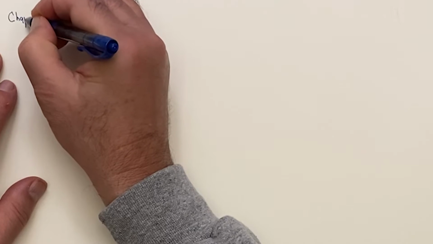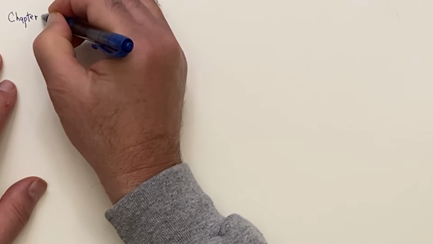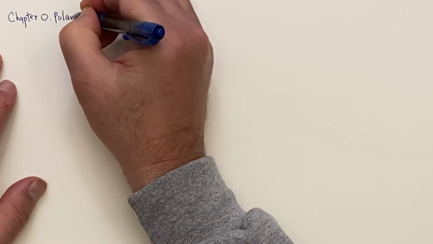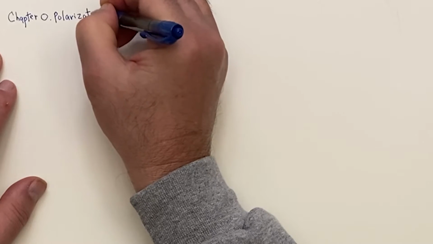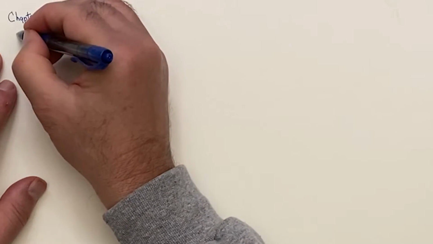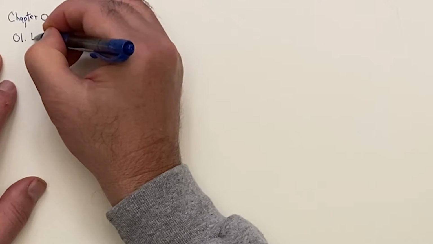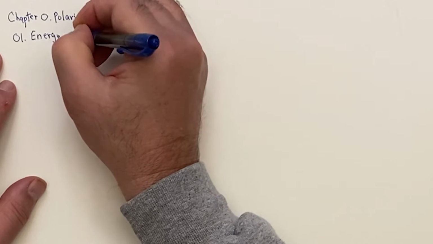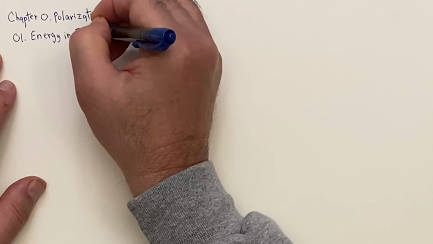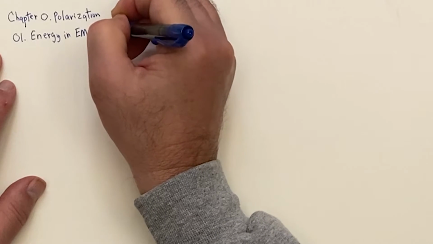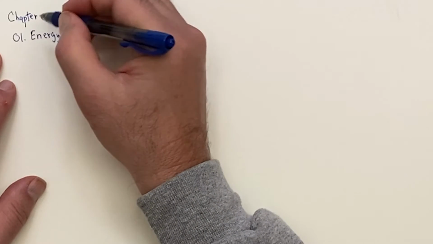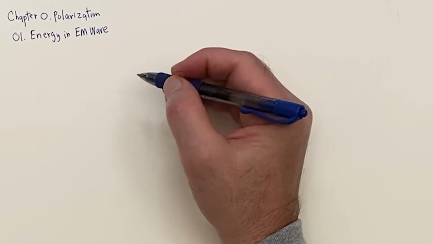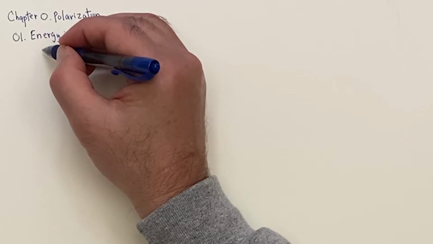Chapter O, polarization. O1, we're going to look at the energy in an electromagnetic wave. Now, this is treated in Introductory Physics 2. I'm going to assume you were sick that day, and we want to do everything. So let's go ahead and do a review.